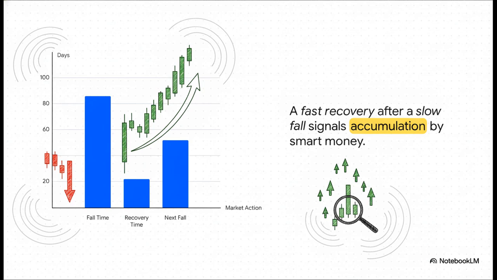So look at this. Imagine it takes 86 days for the price to fall. But then, when the buyers finally step in, it recovers that exact same distance in just 22 days. That huge difference in speed, that fast, explosive recovery after a long, slow fall, that's a massive clue we might be in an accumulation phase.